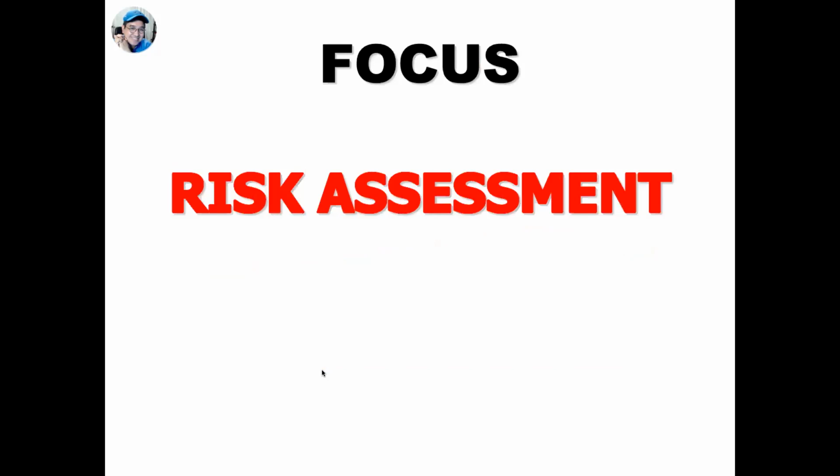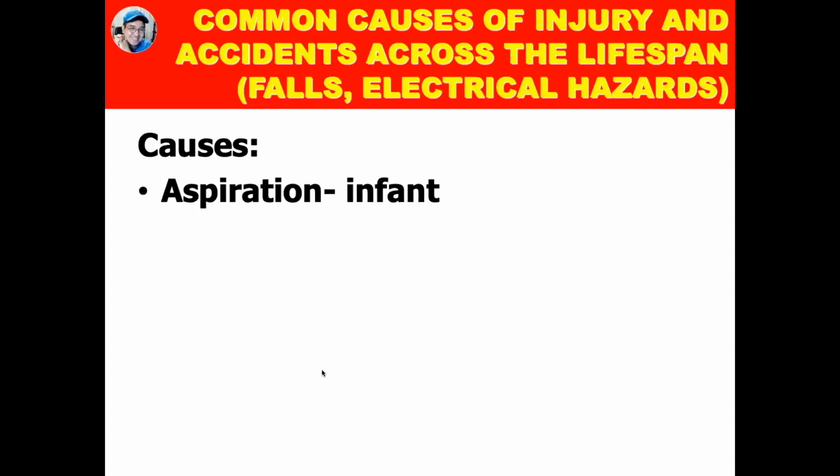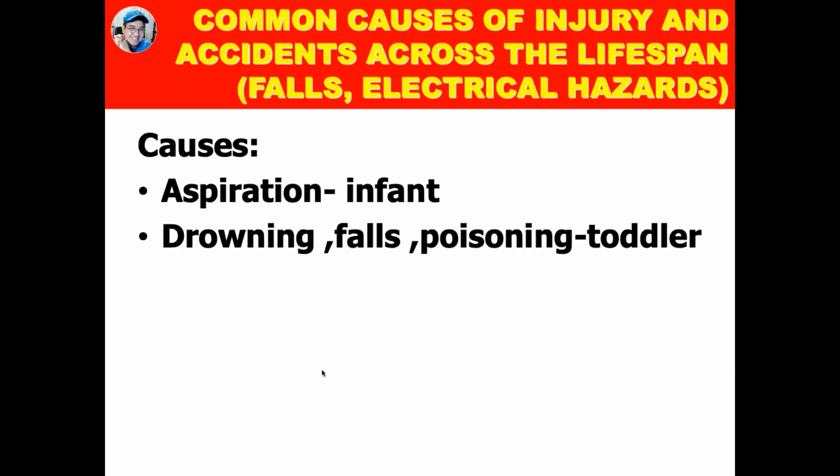So here, training on risk assessment. Common causes of injury and accident across the lifespan are falls and electrical hazards. Causes of injury and accidents for infants could be aspiration or choking. Again, we do back blows and chest thrusts when they have aspiration of foreign objects. For toddlers, again, it would be drowning, falls, sometimes poisoning, but more on falls and drowning.